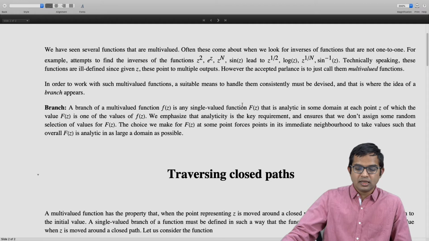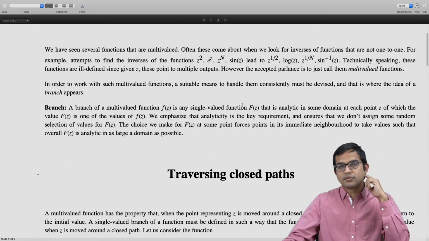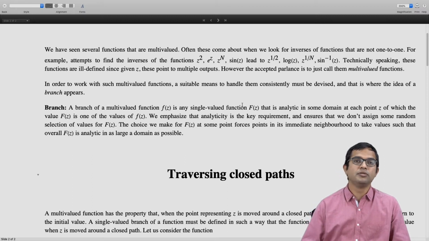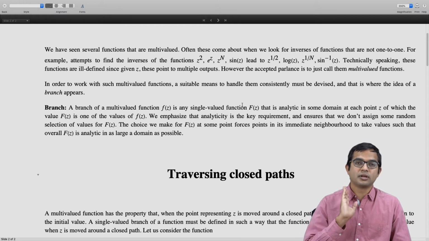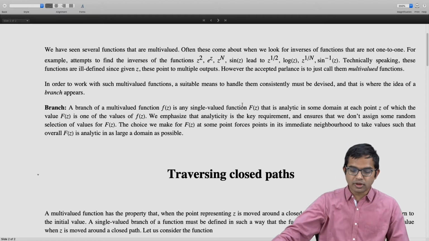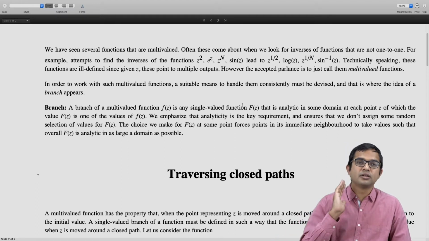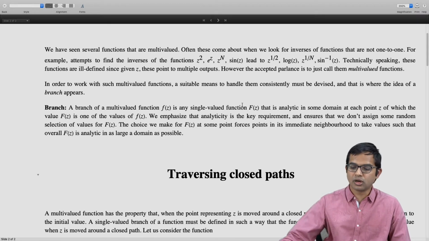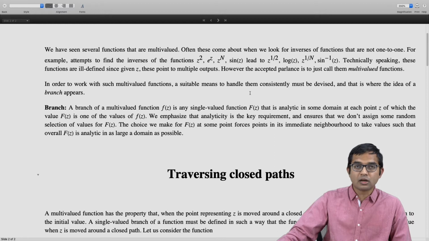We'll consider the function f of z is equal to arg of z. We have seen that the argument function is multi-valued. So given that you may be at a certain point z, you can represent it with a certain angle theta, or theta plus 2 pi is an equally valid angle to represent that point in polar coordinates. So what happens if you start from a certain point, you assign a certain value, and then you slightly move around, you go around a closed path?